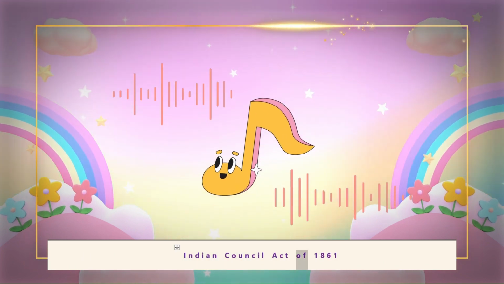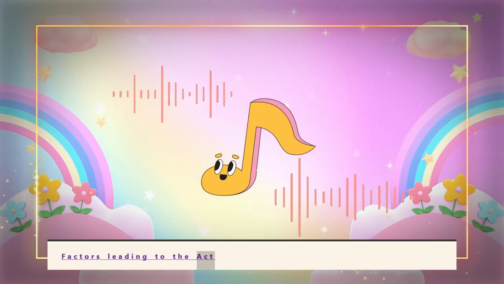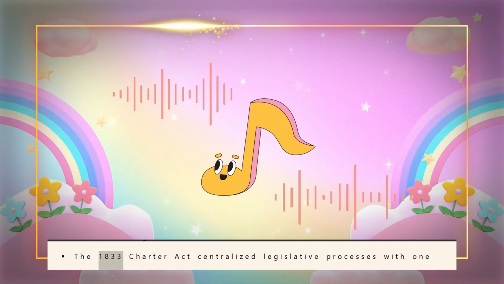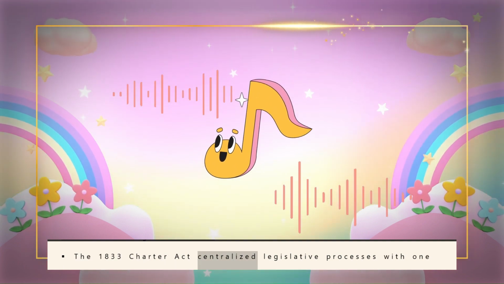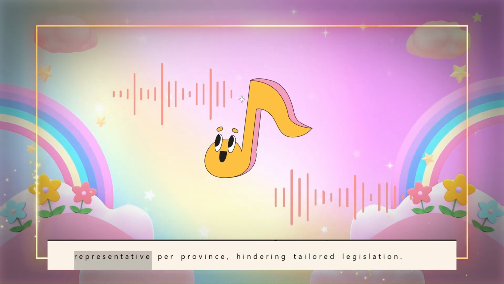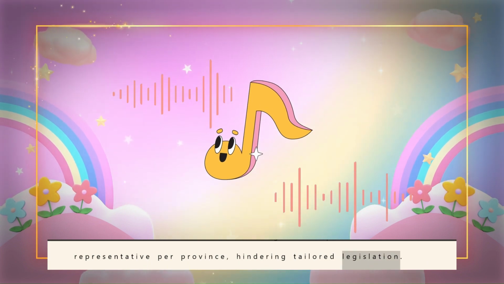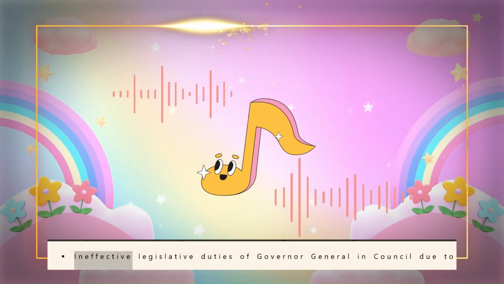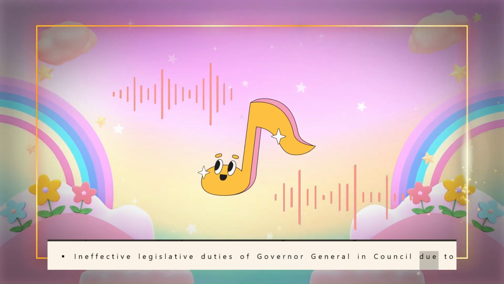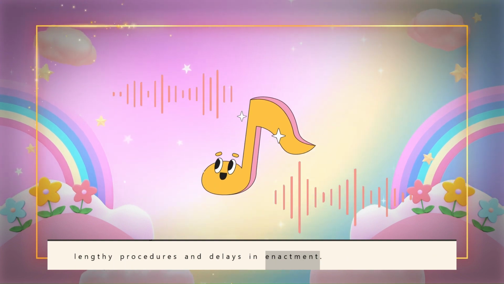Indian Councils Act of 1861. Factors leading to the Act. The 1833 Charter Act centralized legislative processes with one representative per province, hindering tailored legislation. The legislative duties of the Governor-General in Council were ineffective due to lengthy procedures and delays in enactment.